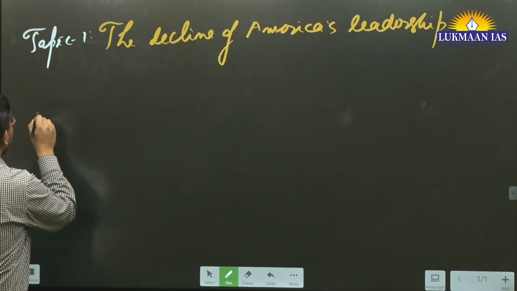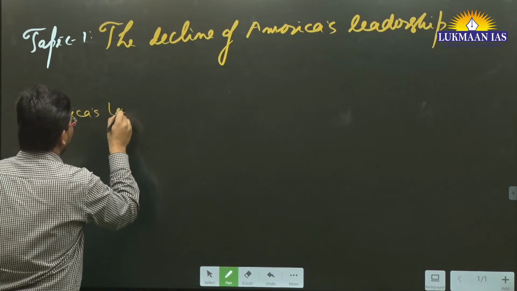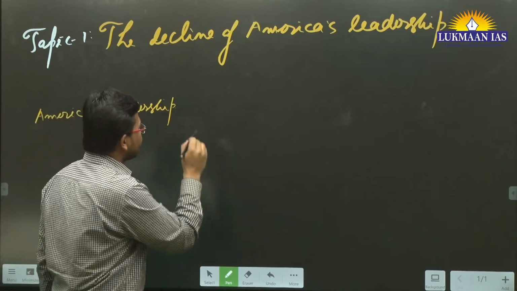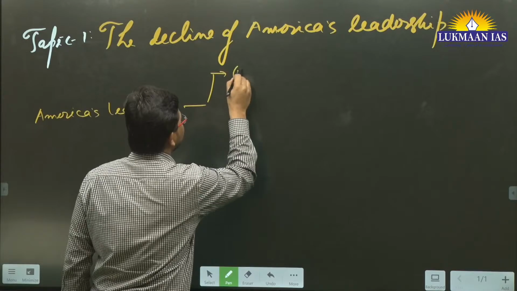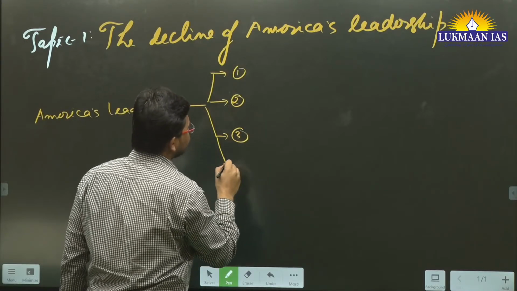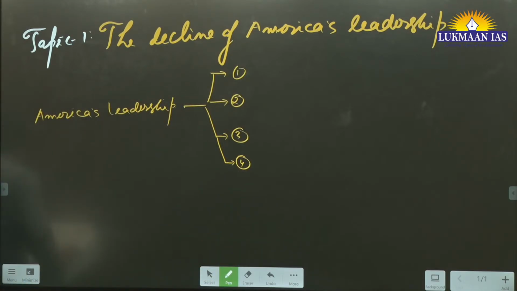When we talk about America's leadership, it was or is shaped by multiple aspects. There are four important aspects that have been discussed in this particular article, and I'm going to help you understand all these aspects one by one. So what are these aspects that they have mentioned? They have mentioned that it has a value platform, a military power, a pivotal position in the global financial system, and it is a technological pioneer.